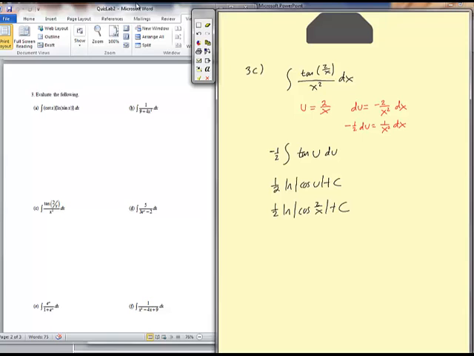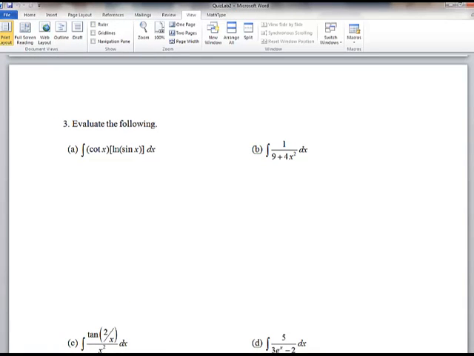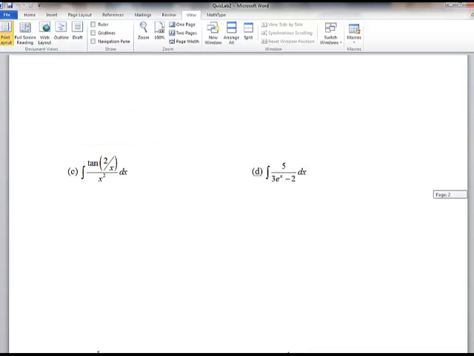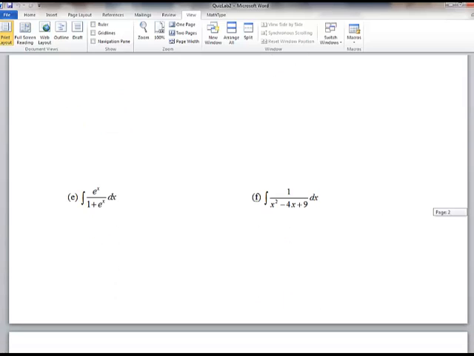So let me come back to the QuizLab, and let's look at 3d. You folks did a pretty good job on 3d. Most of you remembered the trick to multiply numerator and denominator by e to the negative x, so I'm not going to go over that one. 3e, you did a pretty good job of letting u equal the denominator. So 3d and 3e, we'll briefly go over in class.